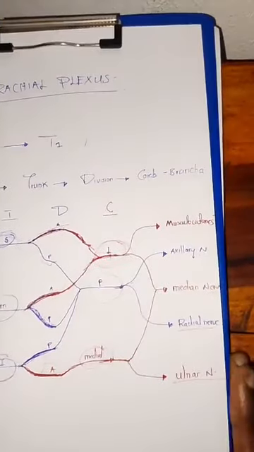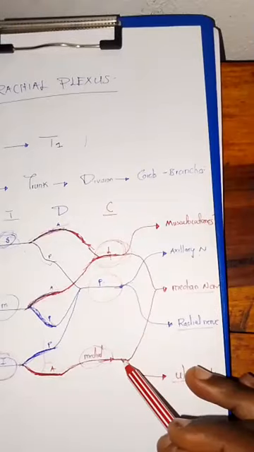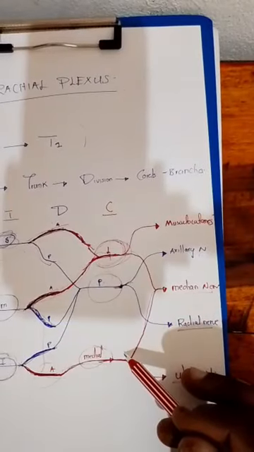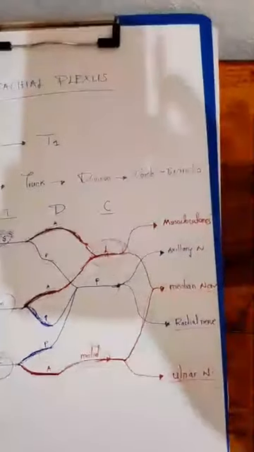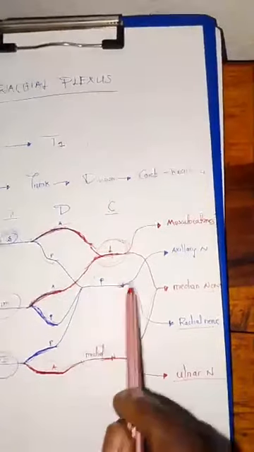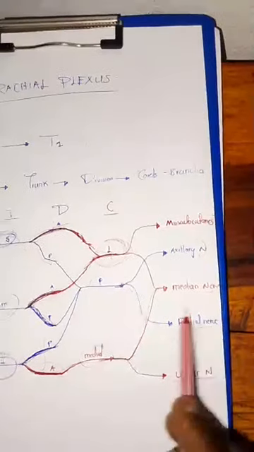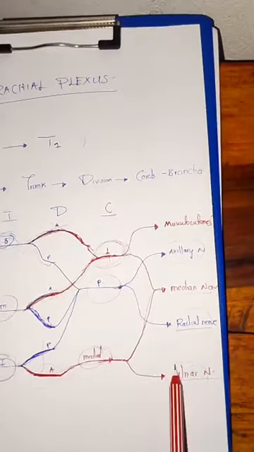So the branches that they are going to be giving off: the lateral cord gives off the musculocutaneous nerve, and the second branch will join with the other branch from the medial cord to form the median nerve. Then we said that the posterior cord would divide to form the axillary nerve as well as the radial nerve. Then the other branch of the medial cord is going to form the ulnar nerve.